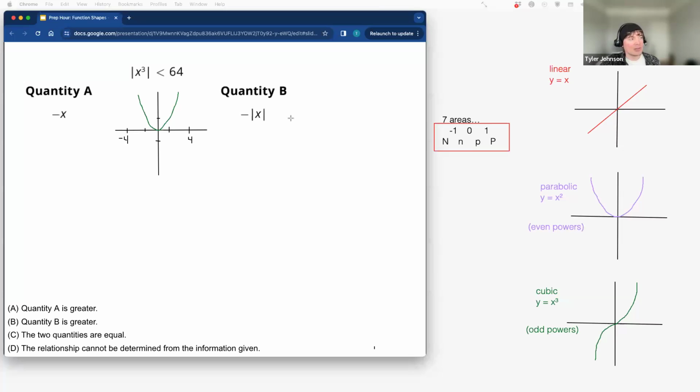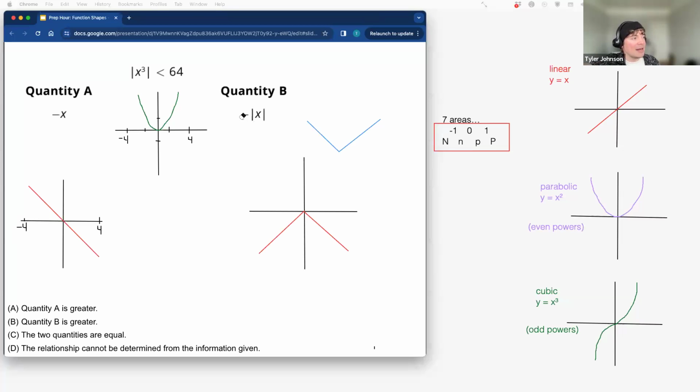So really, I'll need to take a closer look at quantity A and quantity B. Quantity A, -x, that's just my linear shape flipped vertically. And technically, I'm only looking at values between -4 and +4. But that's the basic shape of it. Now, if I go to quantity B, the opposite of the absolute value of x. Regularly, absolute value is going to be that kind of V shape. But if I have that negative sign, it's going to invert that. We're flipping it vertically. And again, we're only between -4 and +4.